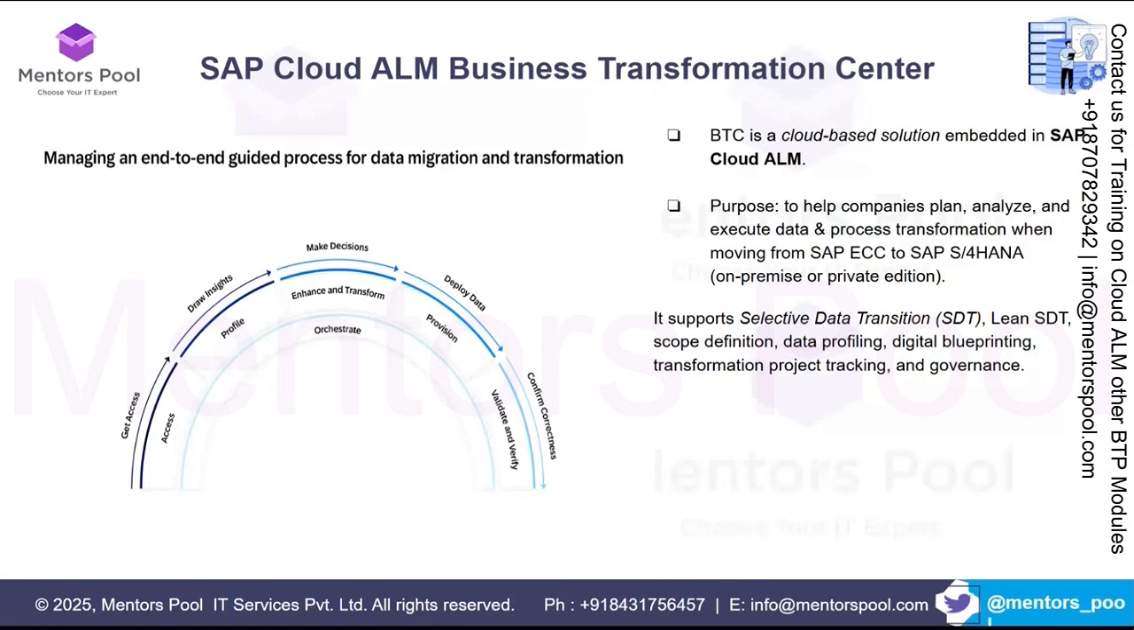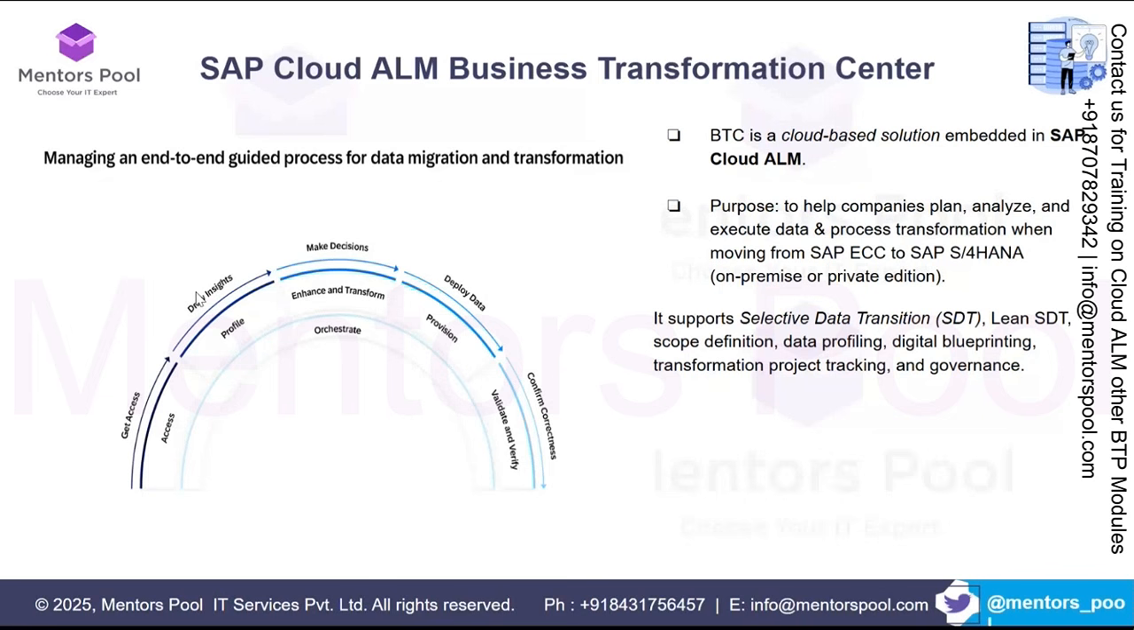And the last one is the end-to-end business transformation center capability. It's a cloud-based solution embedded in SAP Cloud ALM itself, and its purpose is to help companies plan, analyze, and execute transformations, which is a kind of selective data transition. It supports selective data transition, or what we call lean data transition, which is a mix and match. In that BTC, you can do scope definition, data profiling, digital blueprint creation, and transformations, and we are going to show all these things in a real-time demo.